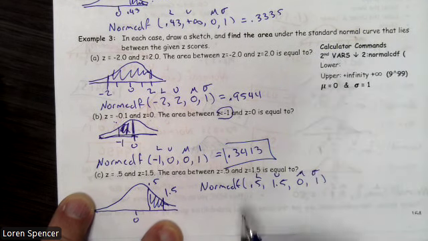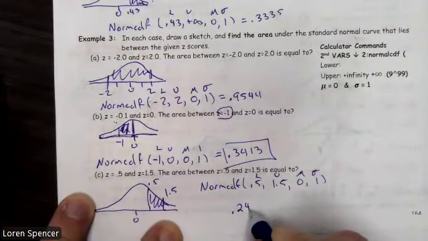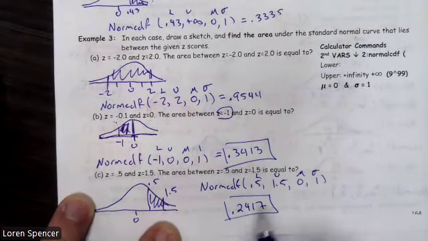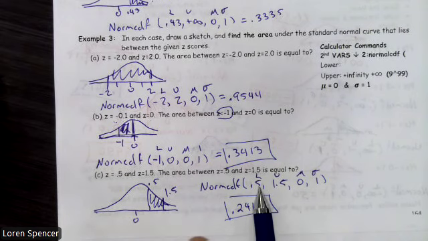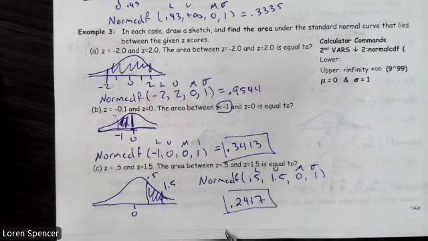So 24.17% is in that interval from 0.5 to 1.5. All right, this concludes this video.